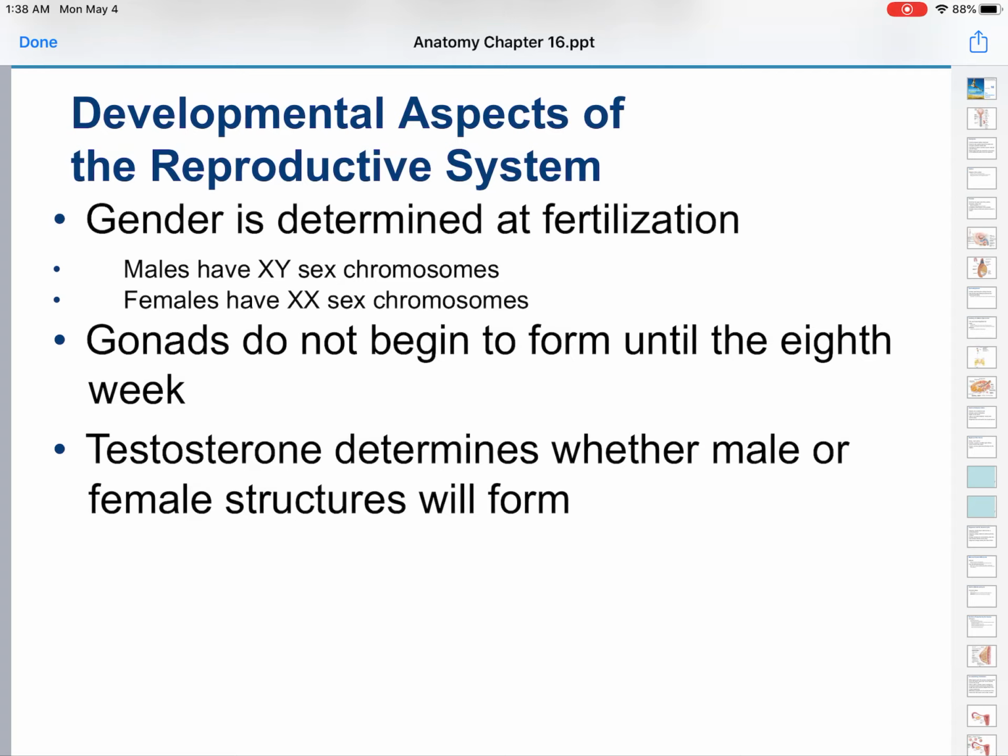It is a very tight window. The gonads begin to form in the 8th week, and by the end of the 9th, beginning of the 10th week, if testosterone has not been released into the body, it will develop into a physiological female.